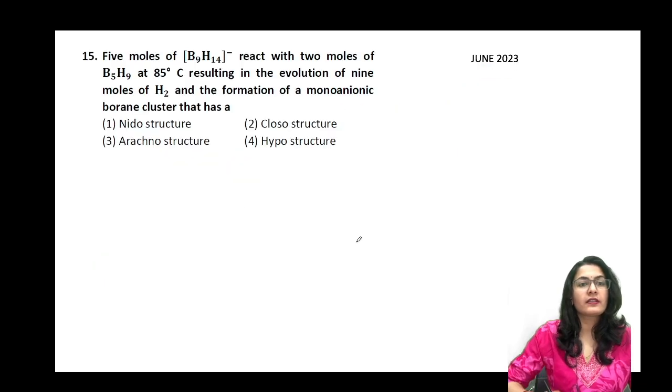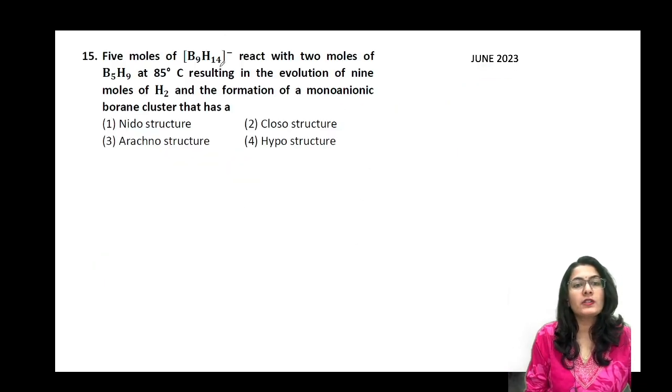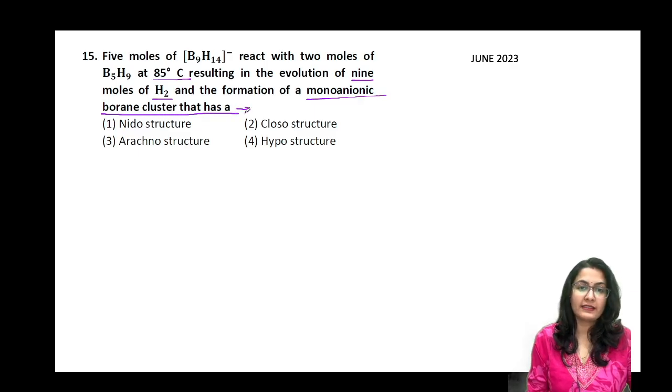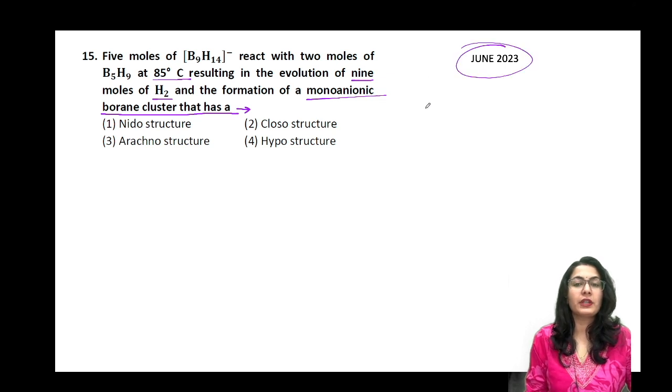Next, 5 moles of B9H14 minus reacts with 2 moles of B5H9 at 85 degrees centigrade, resulting in the evolution of 9 moles of hydrogen and the formation of a monoanionic borane cluster that has a dash structure. Okay, question asked in June 2023.